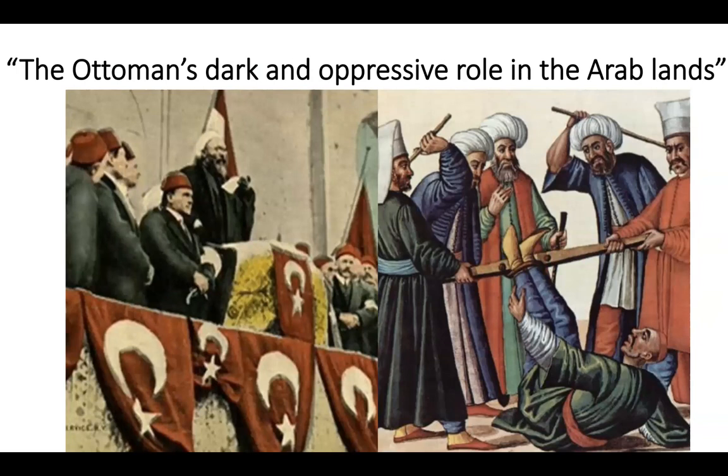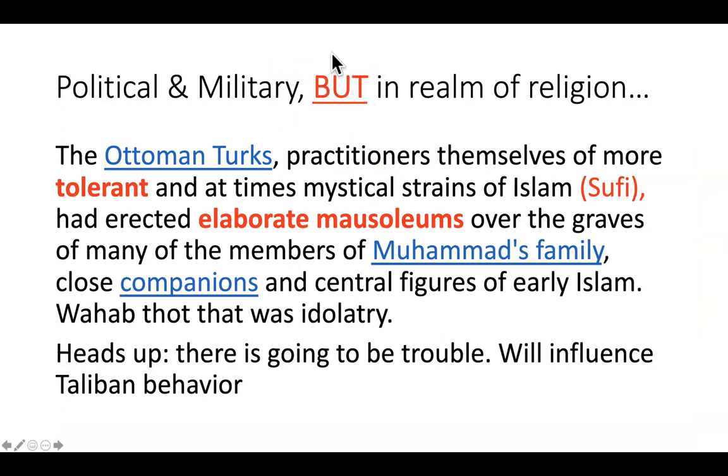Now the Ottomans, in this quote, are dark and oppressive, politically and militarily. And we saw that in Lawrence of Arabia, how dark they could be. But religiously, they were Sufi. So religiously, the Ottomans were more tolerant. And I'll remind you that they had many Jewish advisors in Istanbul, and in some respects that was a golden age for Judaism. And they built elaborate mausoleums, which the Wahhabis thought was idolatry. And so we see even in Afghanistan under Taliban rule, accusations of idolatry against the wonderful giant Buddha statues that they blew up.